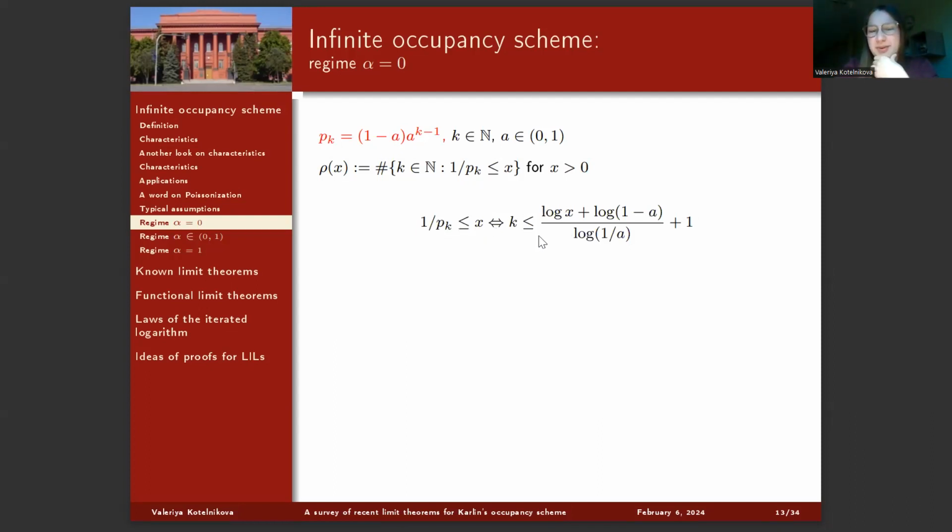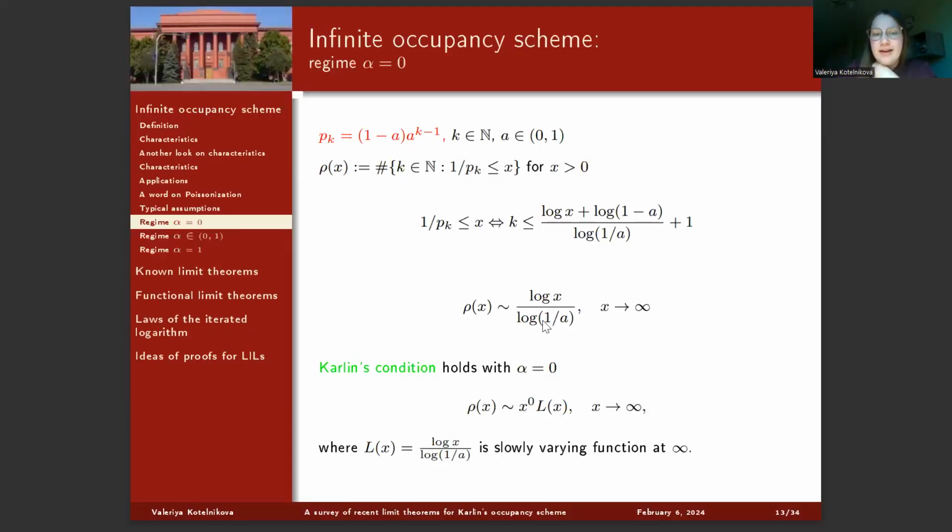By simple operations, it is equivalent to k being no more than this value, and therefore the counting function at x is just the integer part of the right-hand side, and therefore it is asymptotically equivalent to logarithm x divided by such a constant at infinity. So Karlin's condition holds with index alpha equal to 0 and the slowly varying function being this logarithm divided by this constant, which is a slowly varying function at infinity.